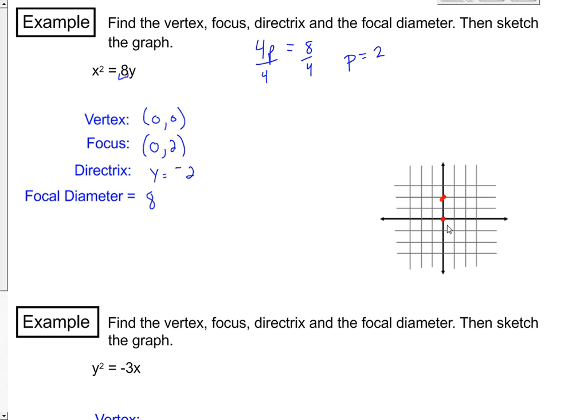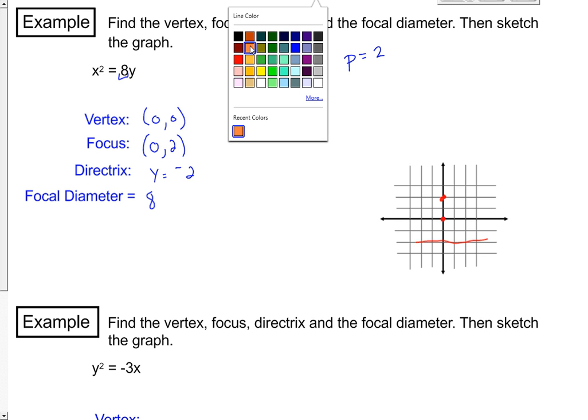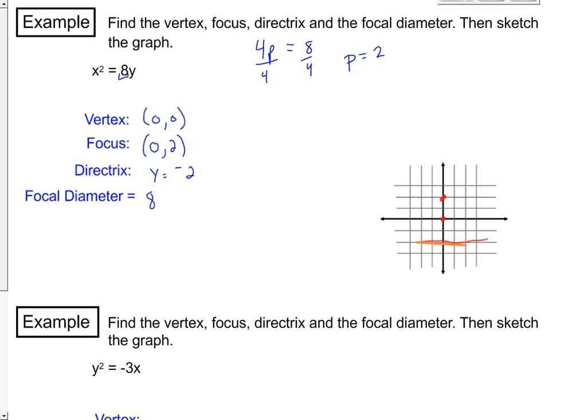All right, my directrix is then the opposite direction, and that's a horizontal line. That's a terrible horizontal line, but you get the idea. Let's see if I can do it better here. I'm going to grab a line, and we'll make it red. So there's my line. Okay, that's my directrix. And my focal diameter is 8.